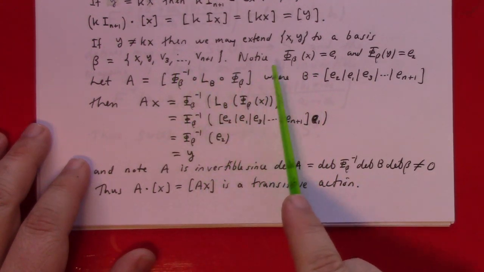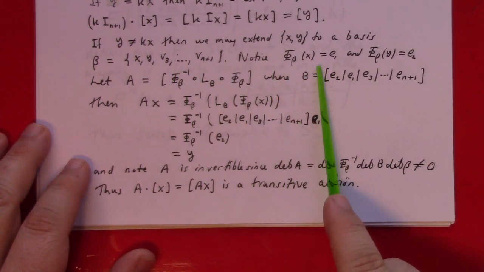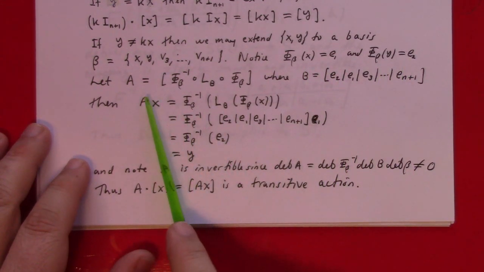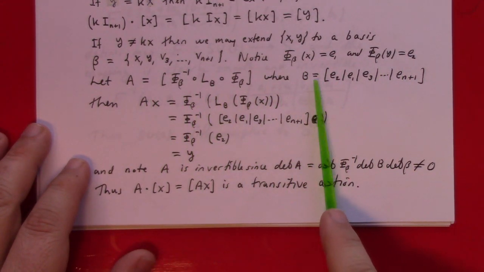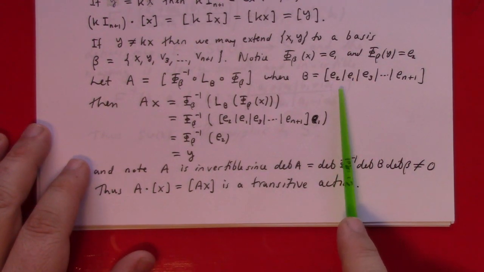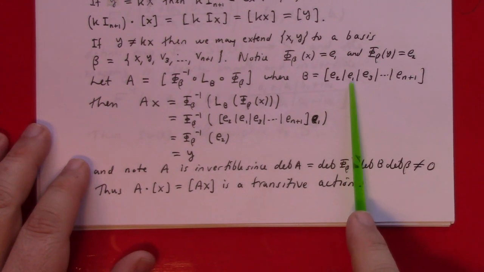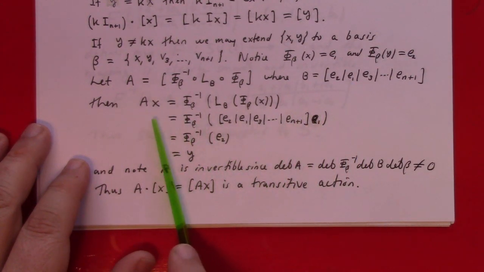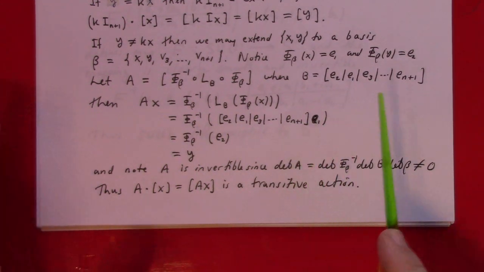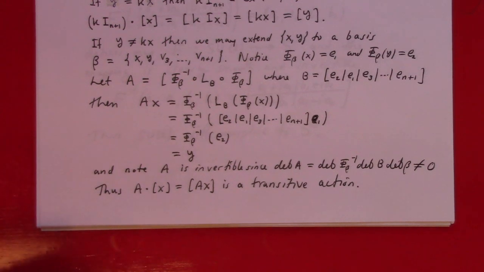And with respect to that nomenclature, we have x maps to E1, y maps to E2, and so if I let B be the matrix that has E2, E1, and so on, then this matrix is the matrix which maps E1 to E2, then AX will be equal to Y, and also A will be invertible by construction, and there you go, that proves we got a transitive action.